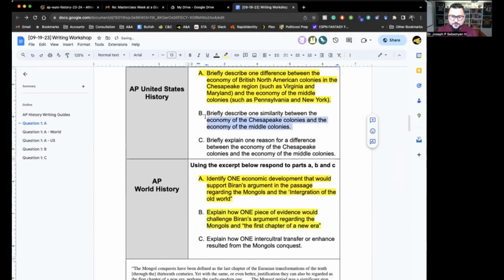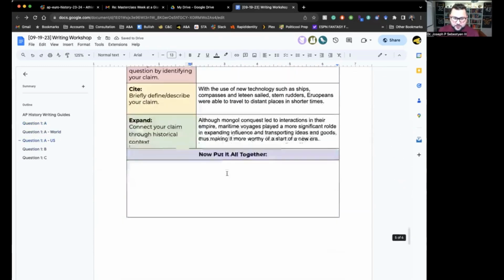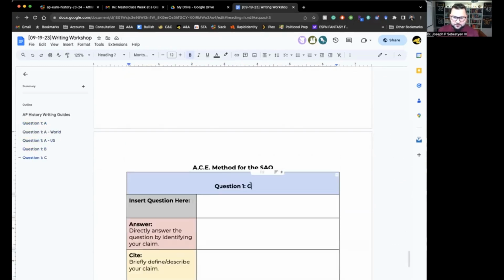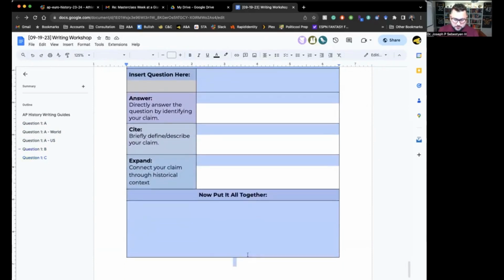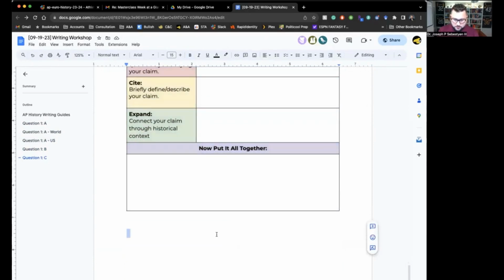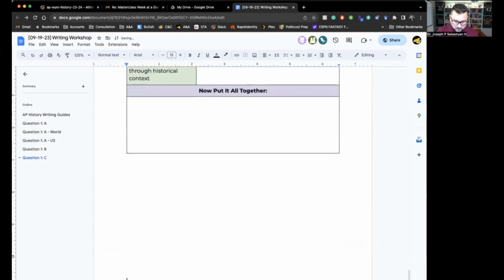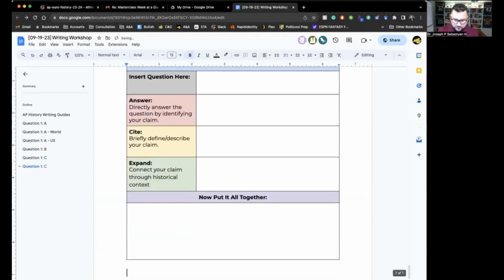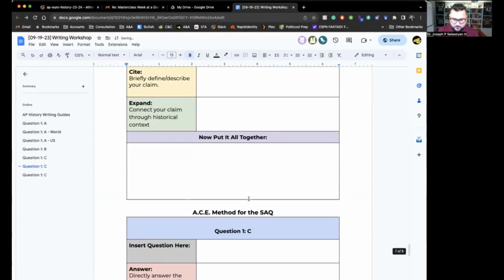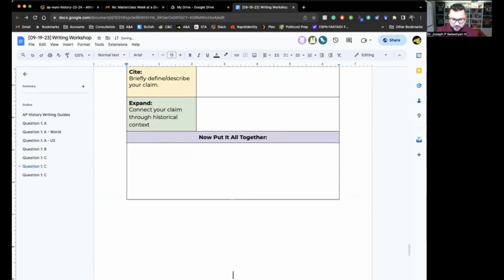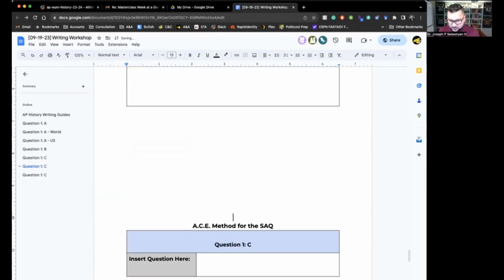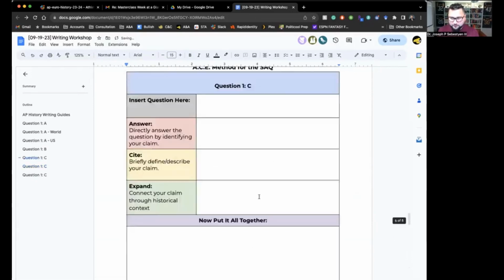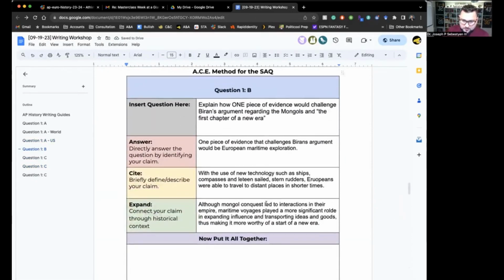So, US, briefly describe one similarity between the economy. We'll have to make a B here. Hold on. And then if you guys have something to work on, we'll get done a little early, so we can work on that too. You can throw it in the chat or on the Slack, and we can pop it over there. We can get some feedback on some stuff too if you want it.